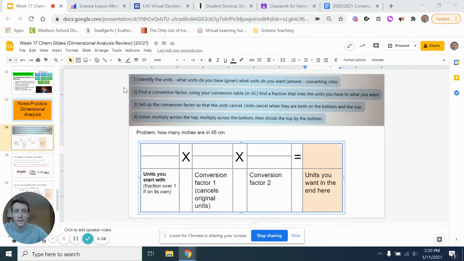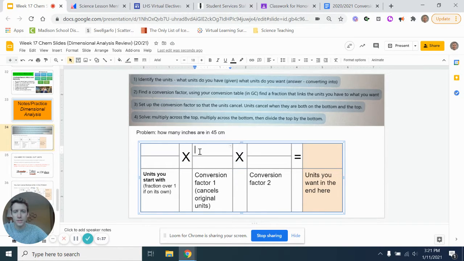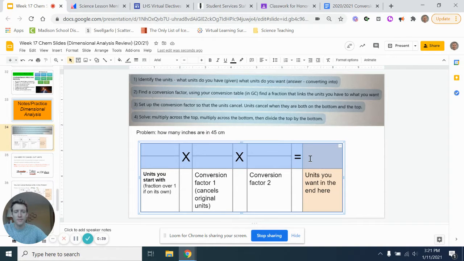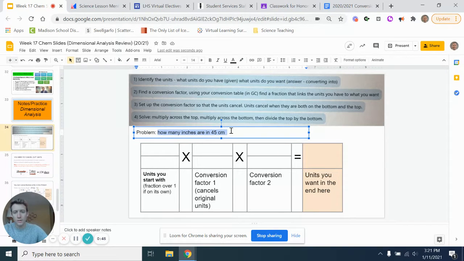you do a dimensional analysis problem. In the template I've given you to organize your math. Remember, you can always do this on paper if it's easier and just take a picture of that math and put it in your summative. So the practice problem I'm going to show you how to do the math with is right here. How many inches are in 45 centimeters?